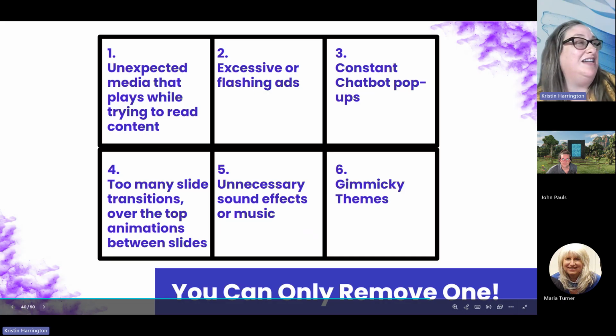So number one is unexpected media that plays while trying to read content. This makes me think of articles.